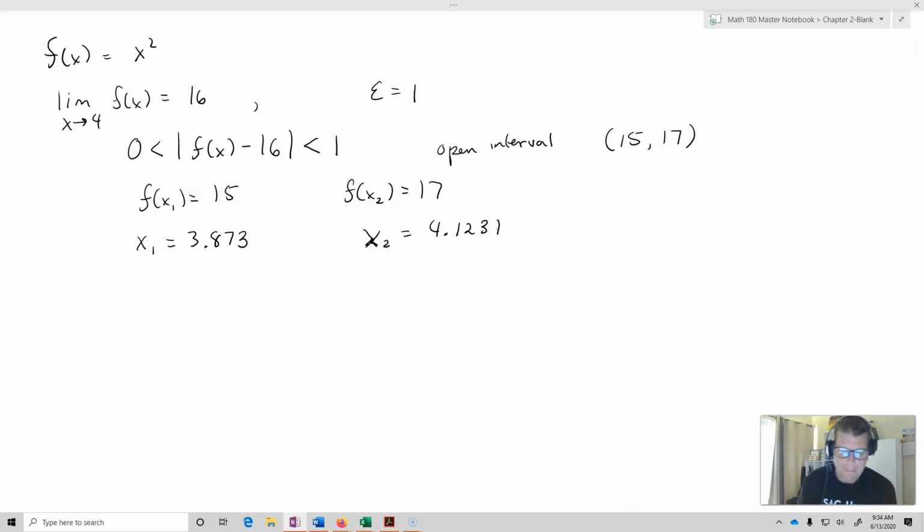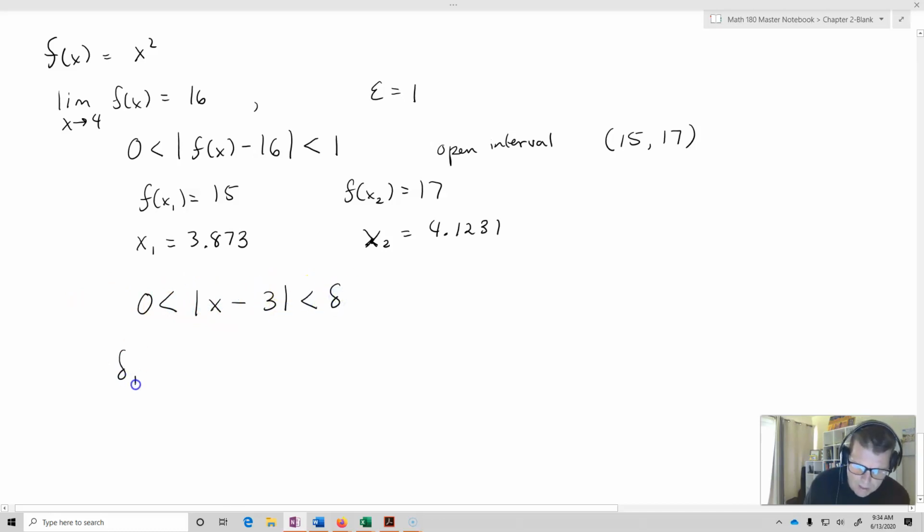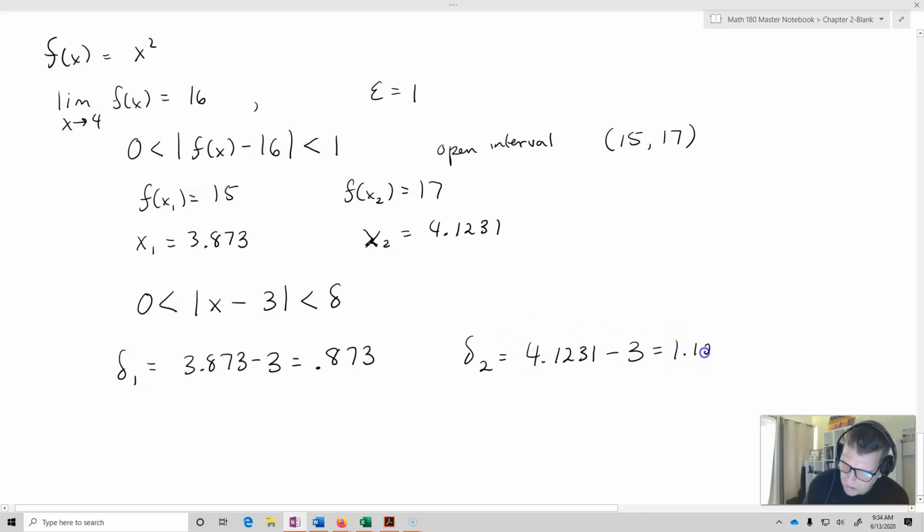Remember that we have 0 less than the absolute value of x minus 3, which is less than delta. So our delta 1 is going to equal, because we need to get the absolute value, or excuse me, 3.873 minus 3, which is going to be 0.873. Then delta 2 is going to equal 4.1231 minus 3, which is going to equal 1.1231.